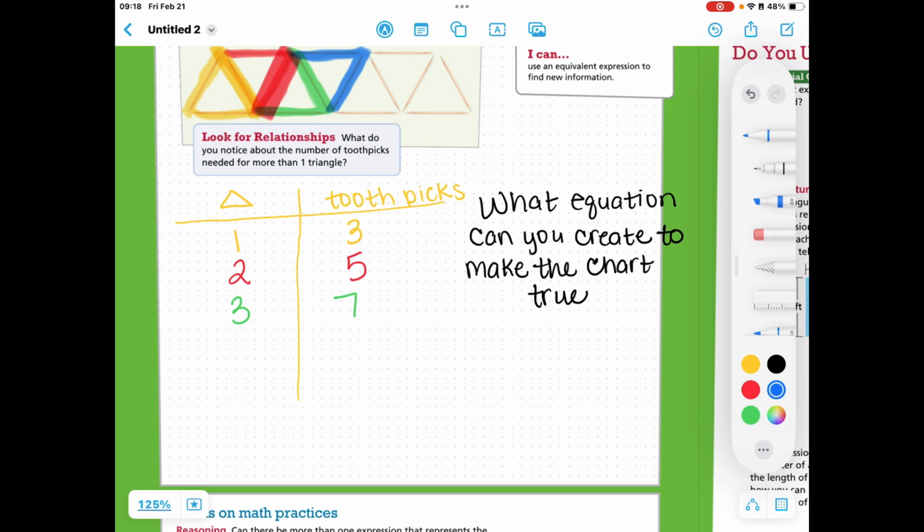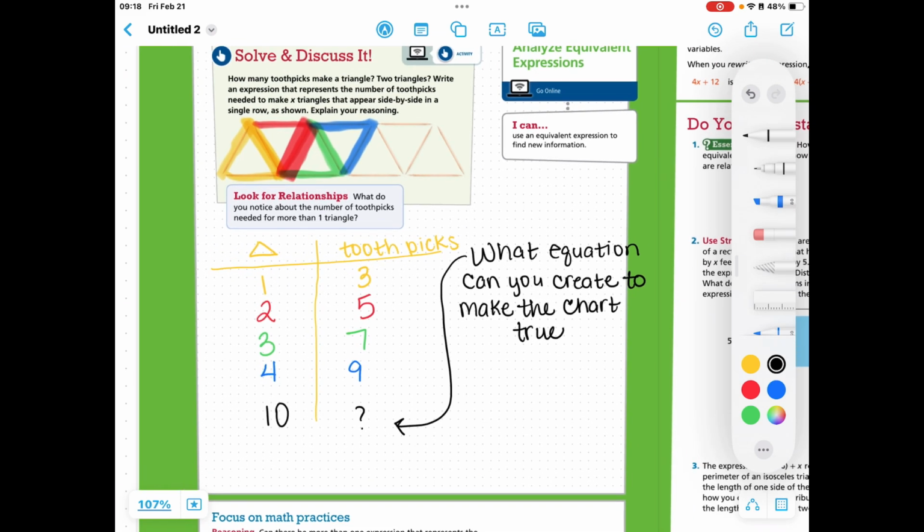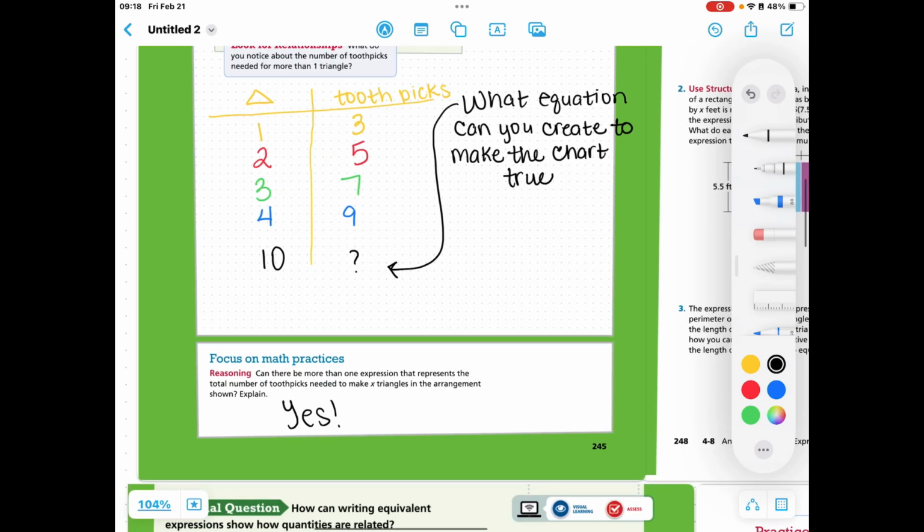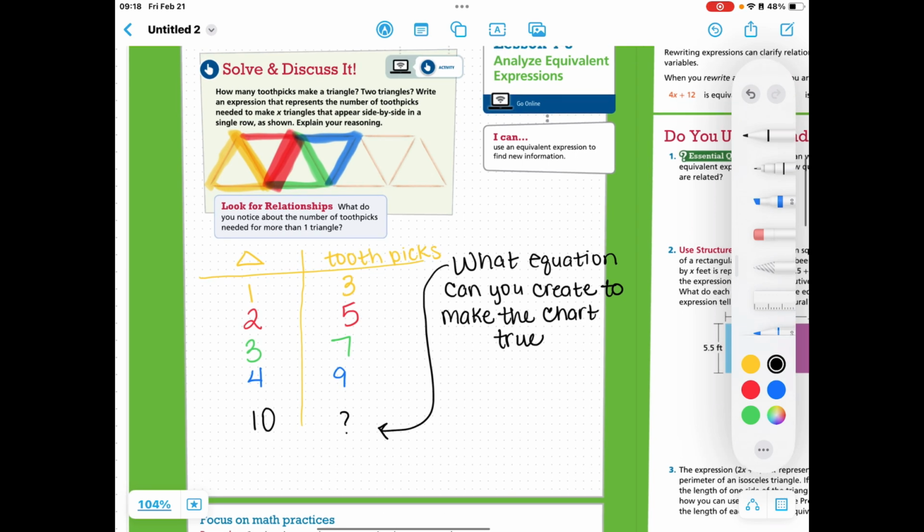So if I were to have 4 triangles, that would be 9 total toothpicks. But say if I wanted to know how many toothpicks 10 triangles would be, as well as what equation can you use to help you find that? So this is very much a you try problem. I want to see what each student comes up with, because once again, there are multiple answers. So because there's multiple answers, I want you guys to try this, solve and discuss it out. Go ahead and pause the video and see what you guys come up with.